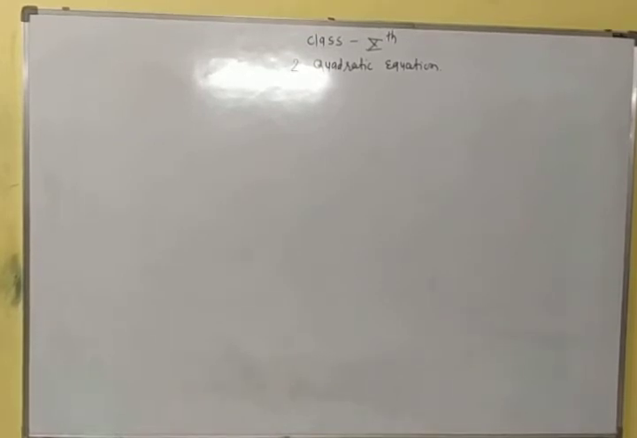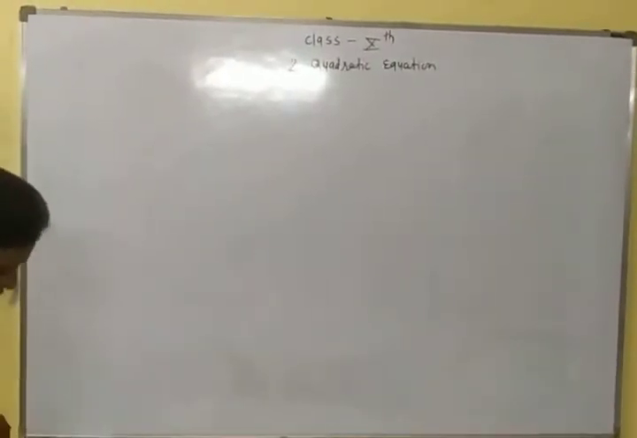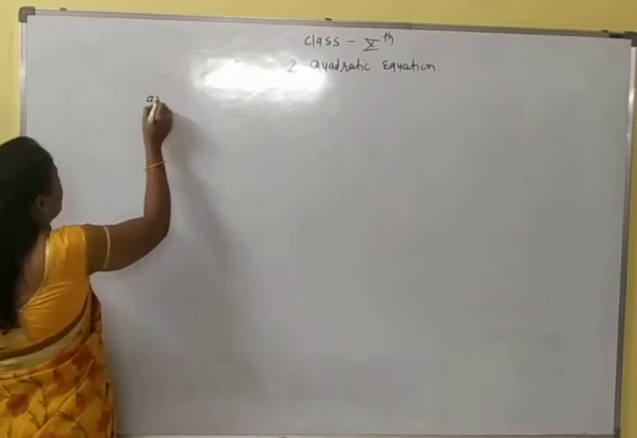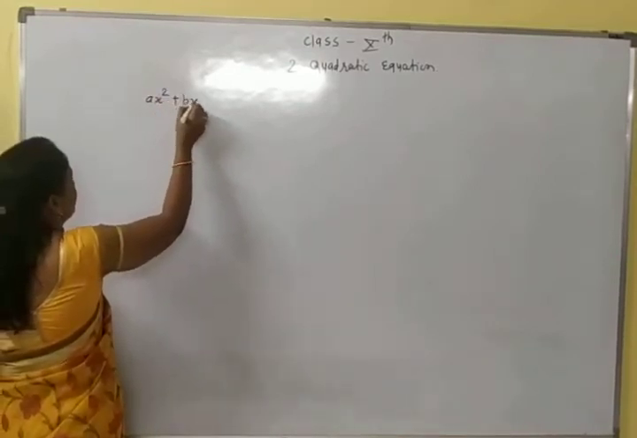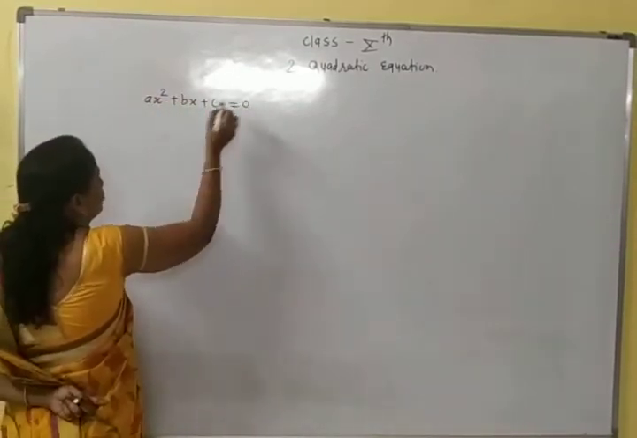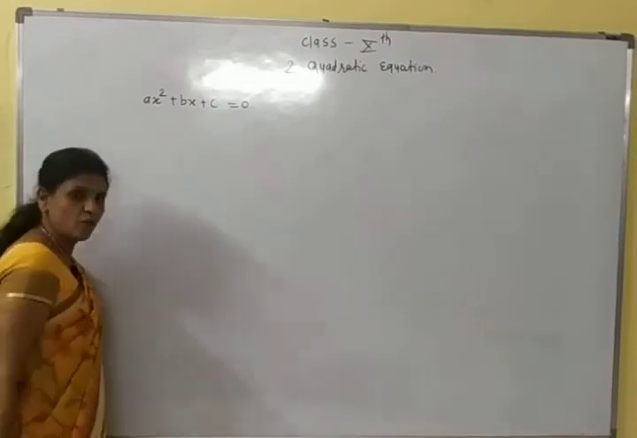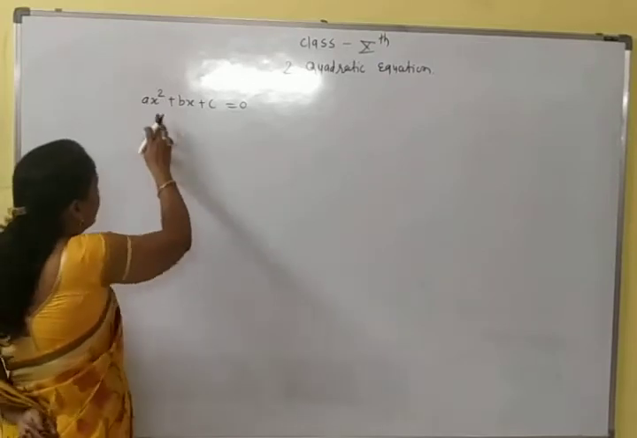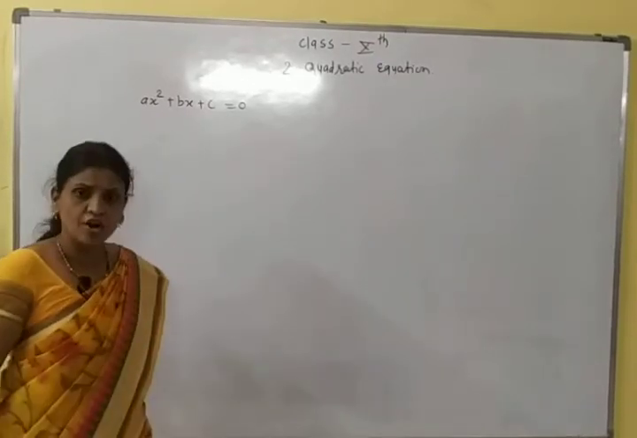This means if the degree is 2, that is a quadratic equation, and if the degree is 1, that is a linear equation. The general form of a quadratic equation is ax square plus bx plus c equal to 0. In this equation the degree is 2 and the variable is x. So this is a quadratic equation.